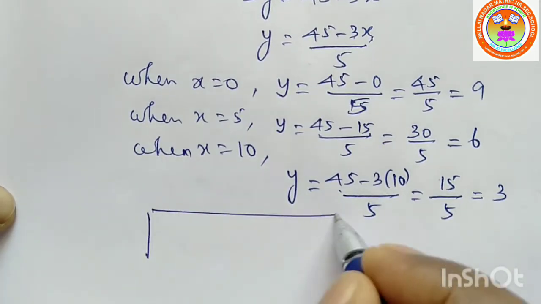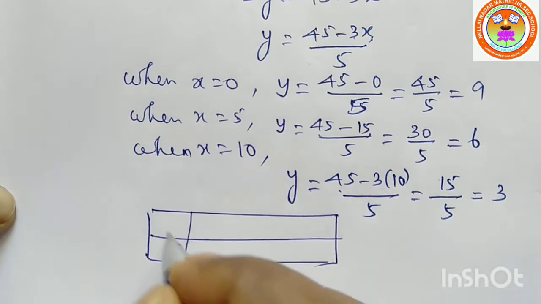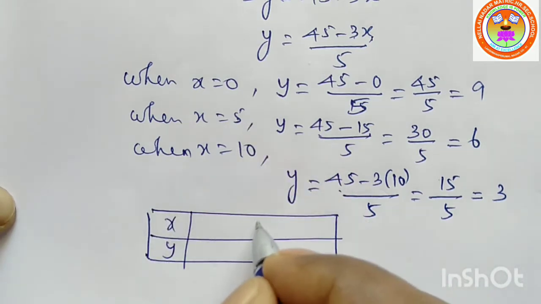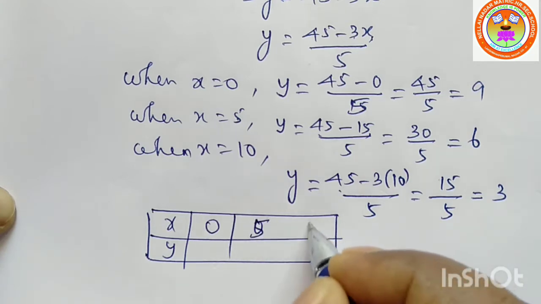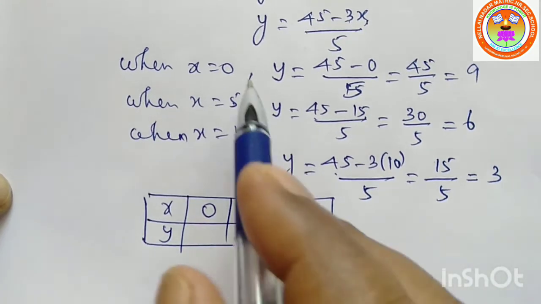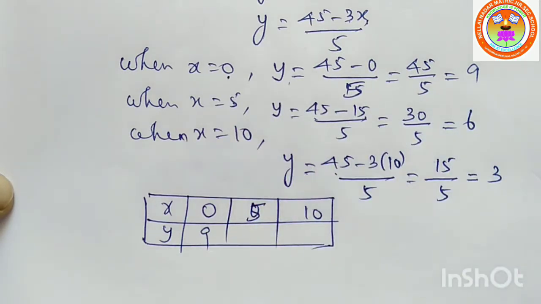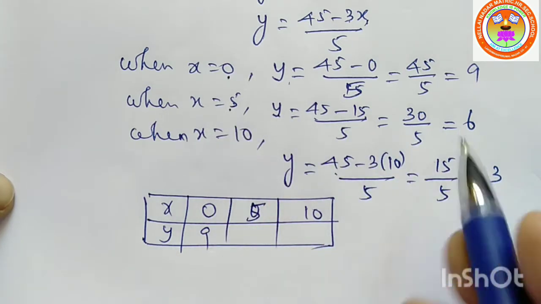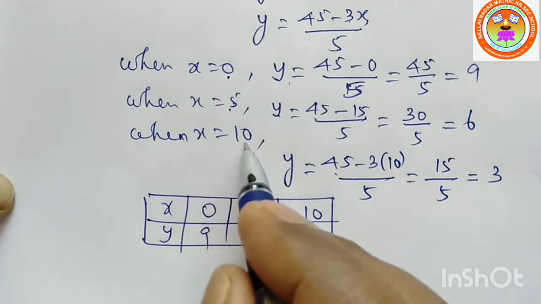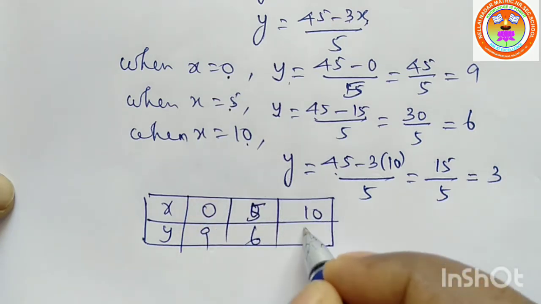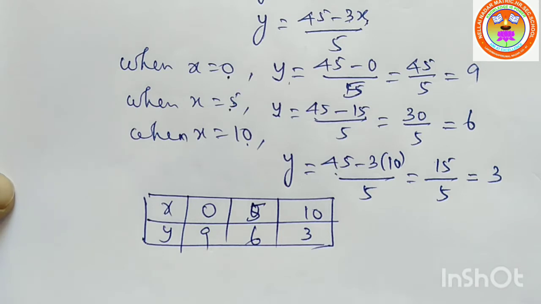Therefore, the table values are, see, x values 0, 5 and 10. When we apply x is equal to 0, the corresponding value of y is 9. When we apply x is equal to 5, the corresponding value of y is 6. When we apply x is equal to 10, the corresponding value of y is 3. So the plotting points are (0, 9), (5, 6) and (10, 3). Now we can draw the graph. Okay? See the graph now.